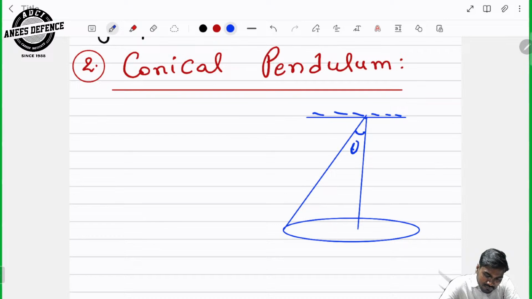Angle is known as theta. The object is here and making a circular path. Just consider tension will act in this direction, tension T. And mg will act vertically downward.